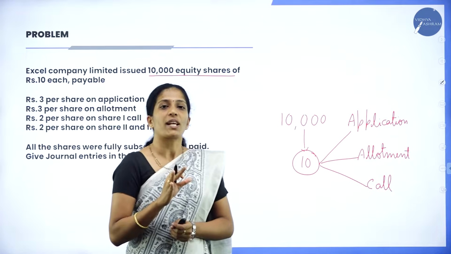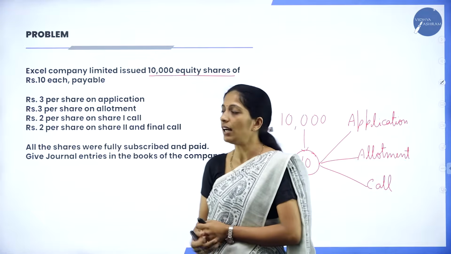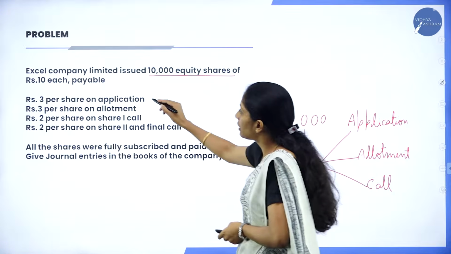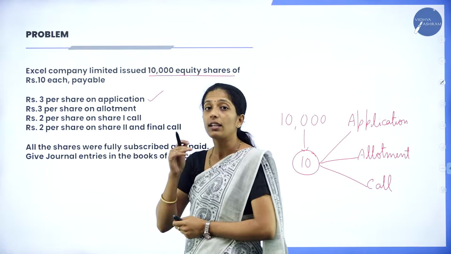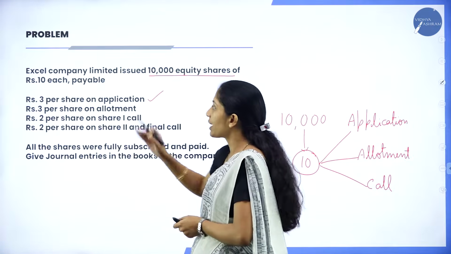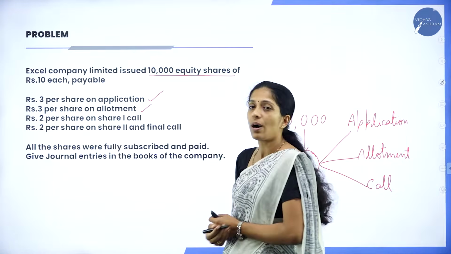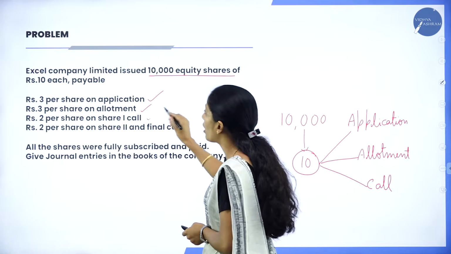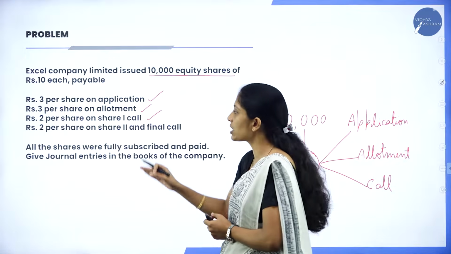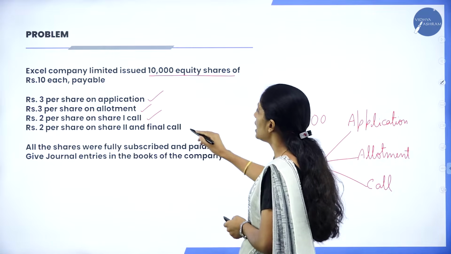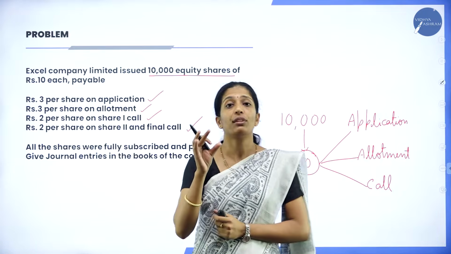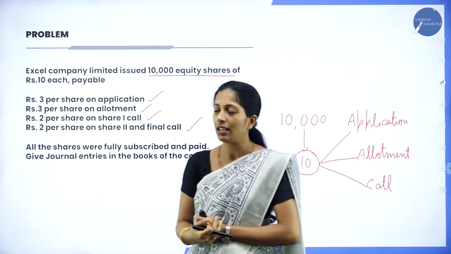All this information will be given in the problem here. Now go through the problem. This 10 rupees has been collected: 3 on application. So the 10 rupees will be collected through different stages, that is 3 on application, rupees 3 on allotment, rupees 2 on first call, and there is one more stage, the 4th stage, that is rupees 2 per share on second and final call. So they have clearly given how this 10 rupees has been collected by the company.